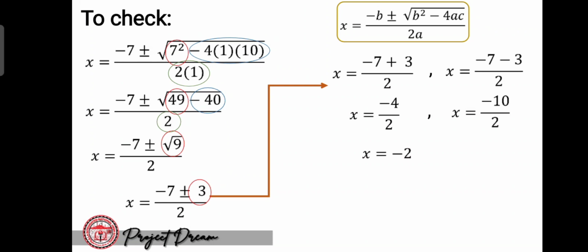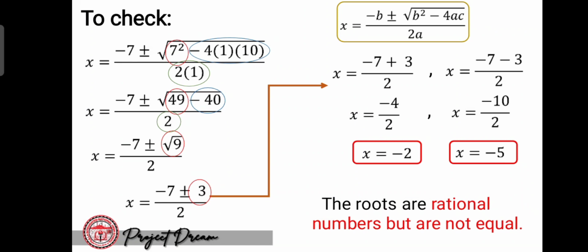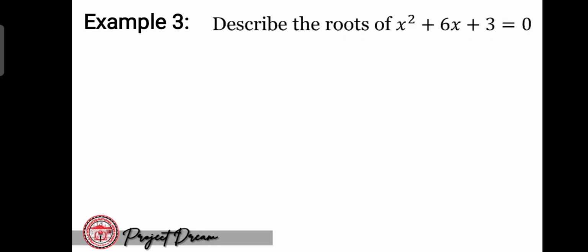How about the other side, which is negative 10 divided by 2? What do you think is the answer? Okay, the answer is x is equal to negative 5. So, we find out that the roots are really rational numbers but are not equal. For example, number 3, describe the roots of x squared plus 6x plus 3 is equal to 0.